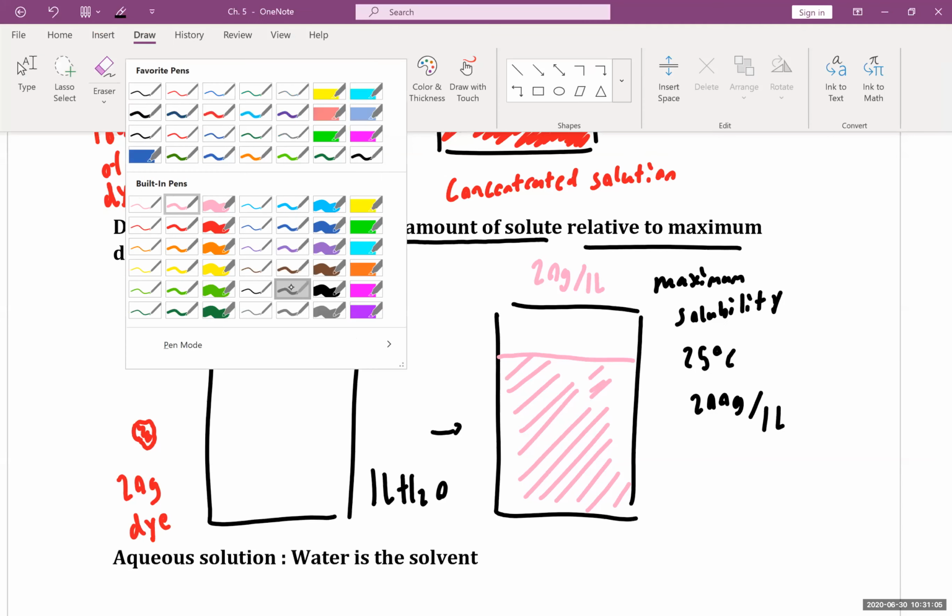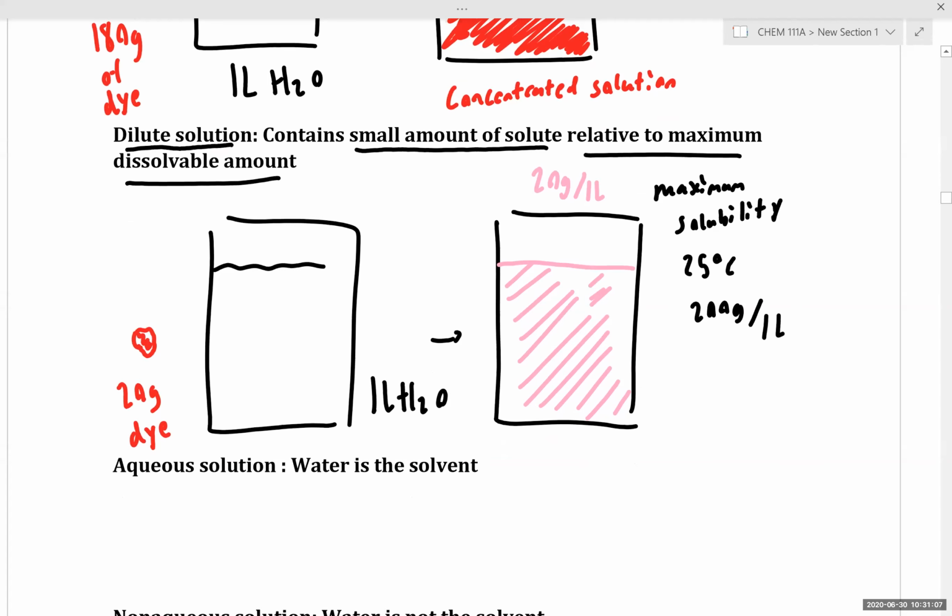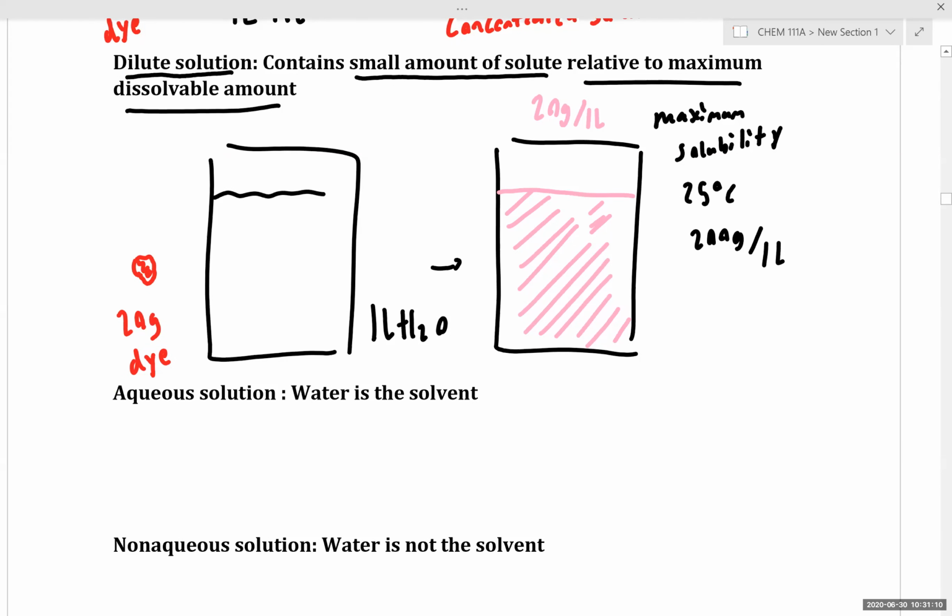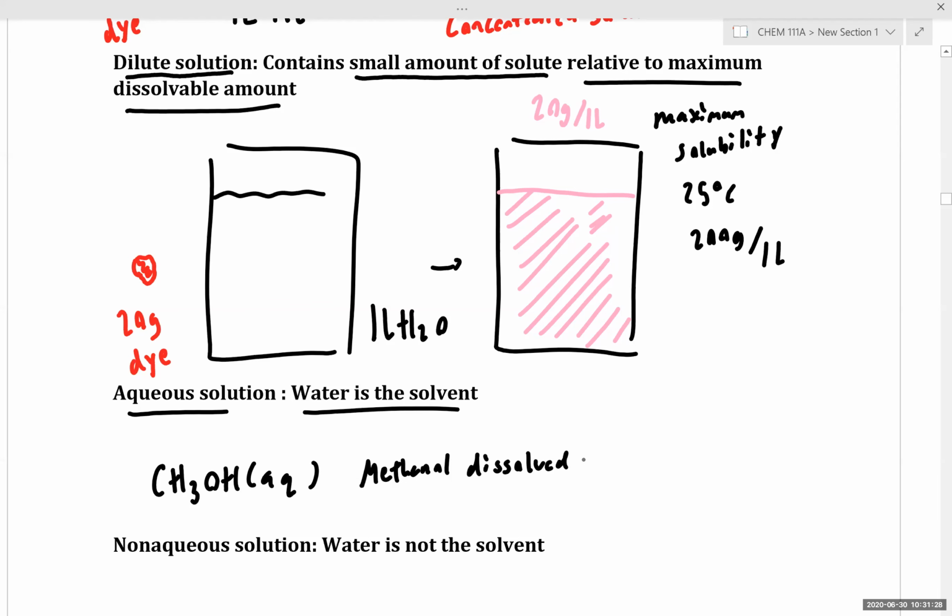Okay. Now, this is redundant since we often see this as the majority of the solutions that we cover in this class, but an aqueous solution has water as the solvent, okay? So for example, CH3OH aqueous, this is methanol dissolved in water. We can also call this an aqueous solution of methanol.